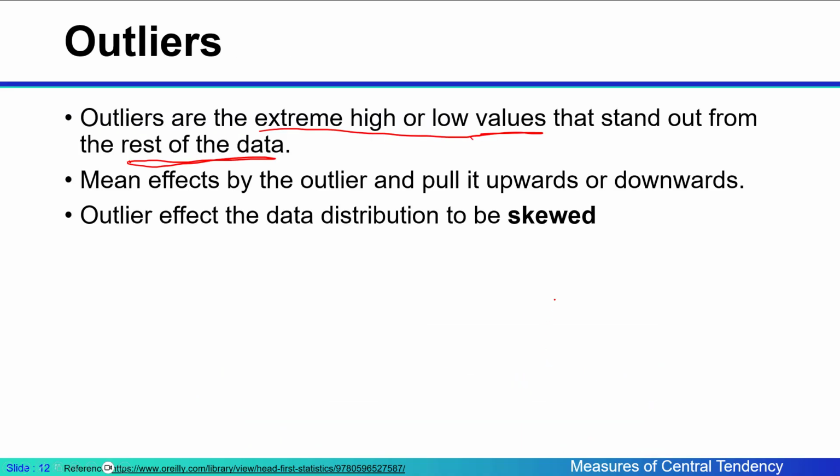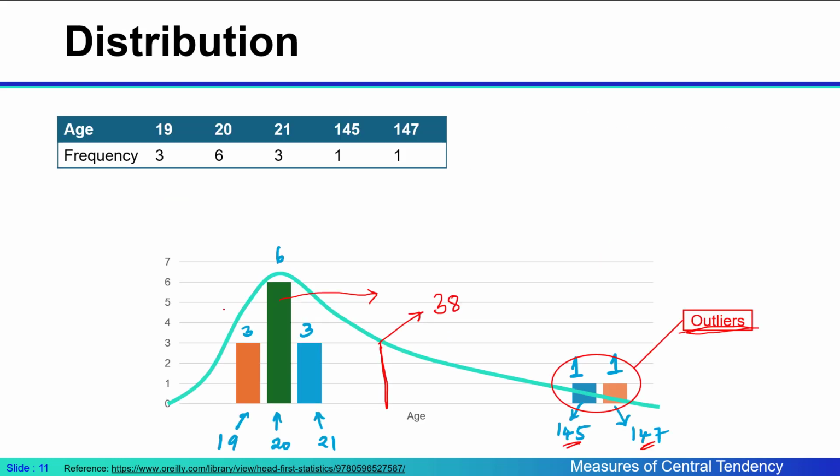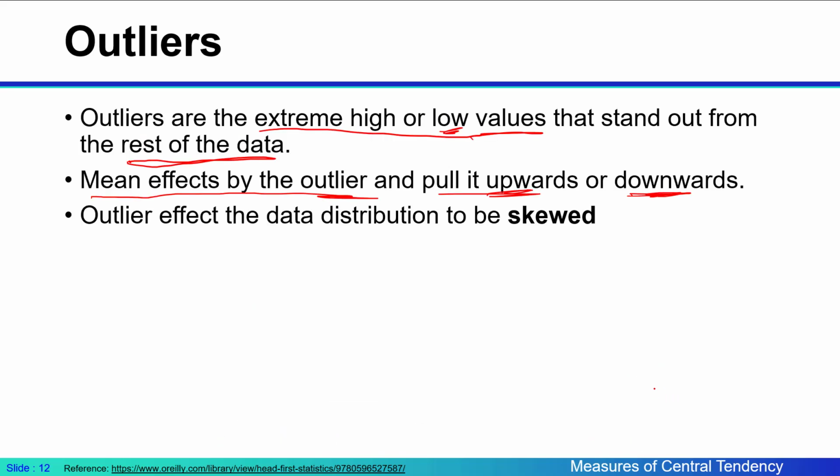That's a big problem. You can also see that the mean is affected by outliers. It will be pulled upwards or downwards. If you have extreme high values, it will pull upwards. If you have extreme low values, the mean is pulled downwards. And this makes our distribution skewed. Previously we had a nice symmetry in nature, and because of these outliers, our data has been skewed to something like this, right? That is called a skewed distribution.